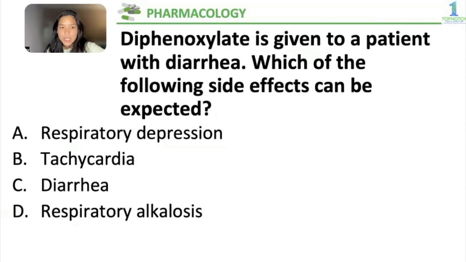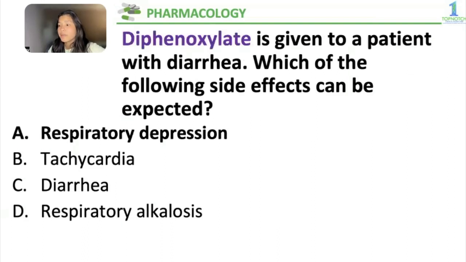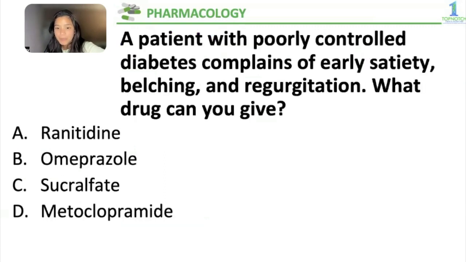Difenoxylate is given to a patient with diarrhea. Which of the following side effects can be expected? Is it A, respiratory depression, B, tachycardia, C, diarrhea, or D, respiratory alkalosis? So it is respiratory depression. Remember, difenoxylate, it's a flying ox. It can cross the blood-brain barrier. It can enter the CNS, and it can cause the CNS effects of your opioids, which include respiratory depression.